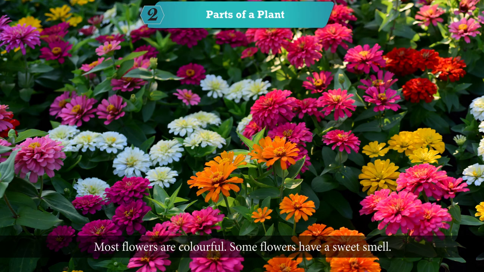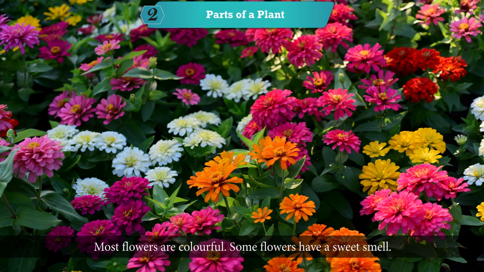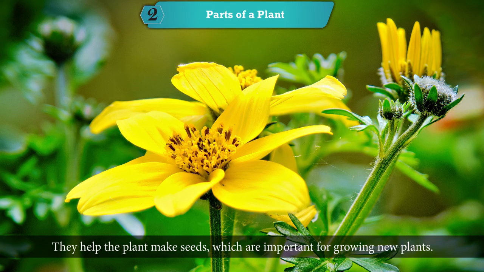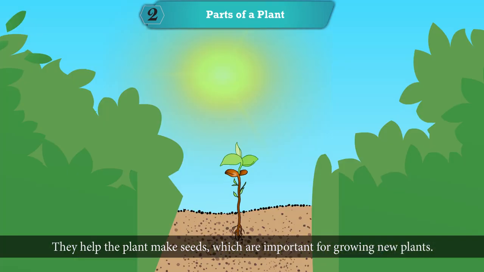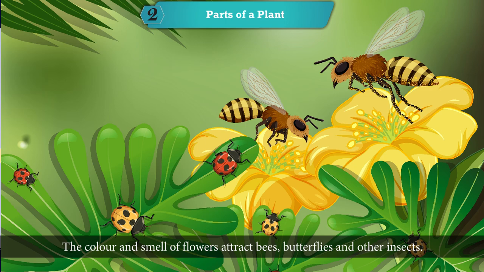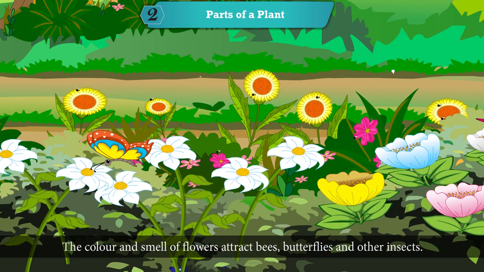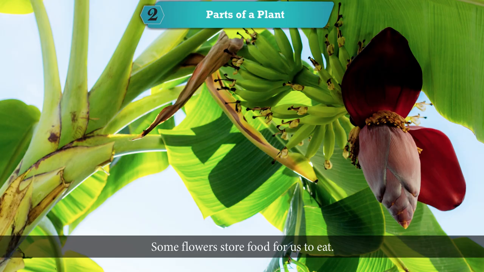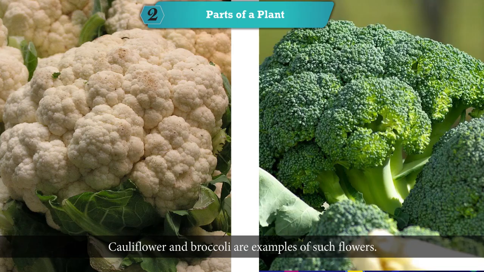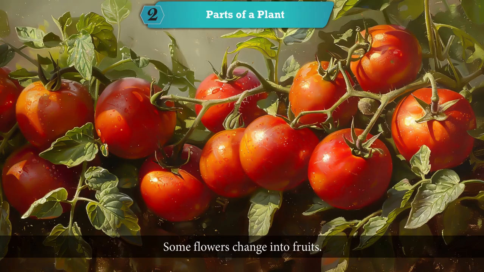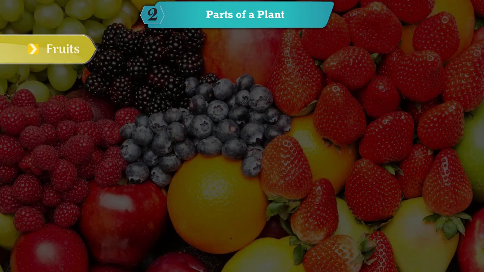Flowers. Most flowers are colorful. Some flowers have a sweet smell. They help the plant make seeds, which are important for growing new plants. The color and smell of flowers attract bees, butterflies, and other insects. Some flowers store food for us to eat. Cauliflower and broccoli are examples of such flowers. Some flowers change into fruits.